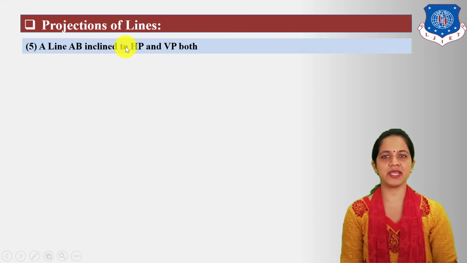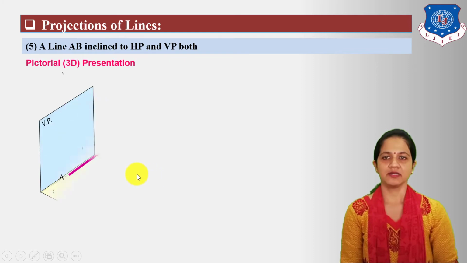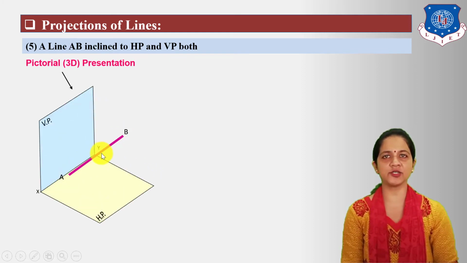A line AB inclined to HP and VP both. Here you can see the pictorial or 3D presentation of line AB, which is inclined to the horizontal plane as well as the vertical plane. Now in this case, we cannot project the true length of this given line AB in any view. Next, take projection from front and top direction.